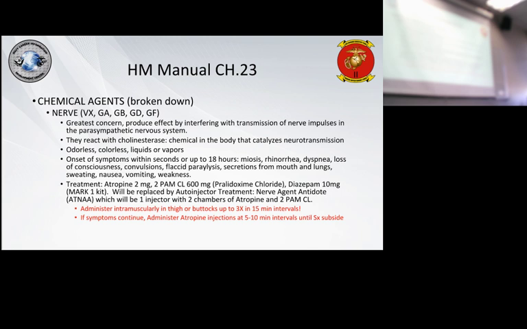I have seen that: how often do you administer it? This is your answer: 3 times in 15-minute intervals. If the symptoms continue, administer atropine injections at 5 to 10-minute intervals until the symptoms subside.